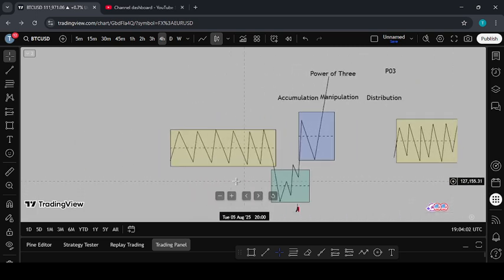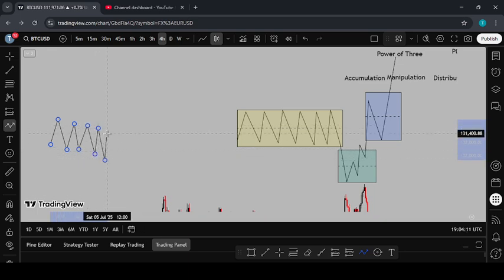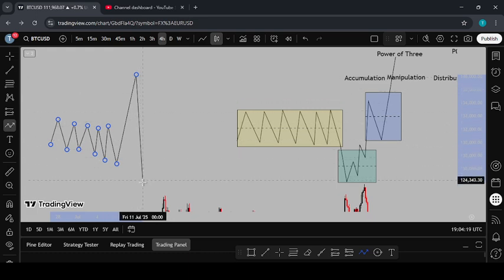Because, for example, market can also do something like this. Market can accumulate, right? Then makes a move to the upside. And if you don't see the manipulation complete, you are now saying, oh, it's power of 3. You might be caught off because this might just be a breakout and a continuation.